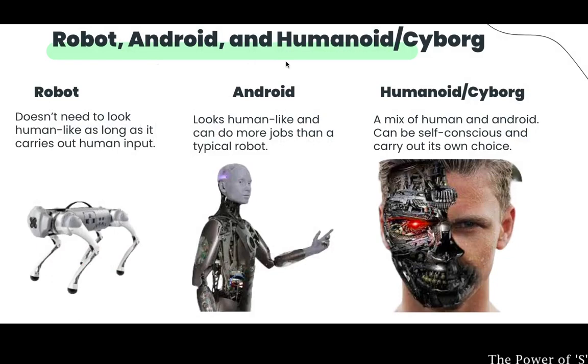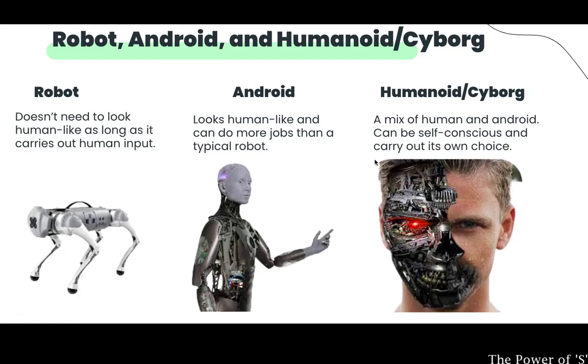Now, robot, android, and cyborg. These are just images. A robot doesn't need to look like a human. It just carries out instructions. This is a dog that delivers parcels. And Amazon has a similar thing.